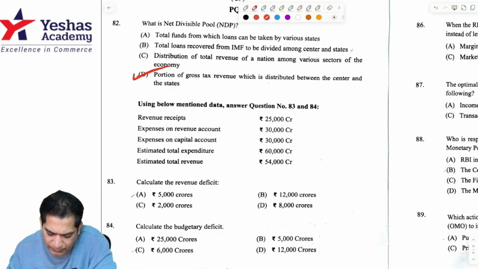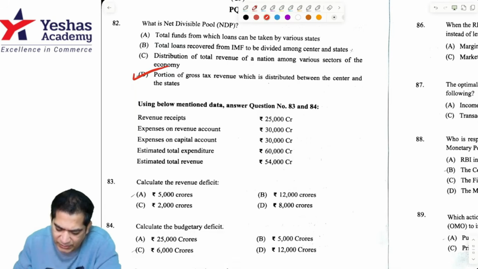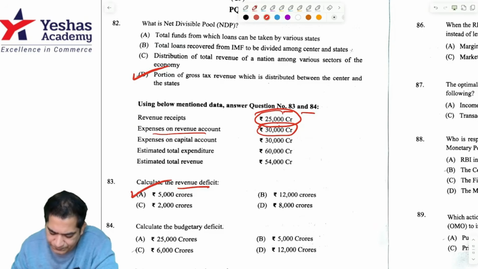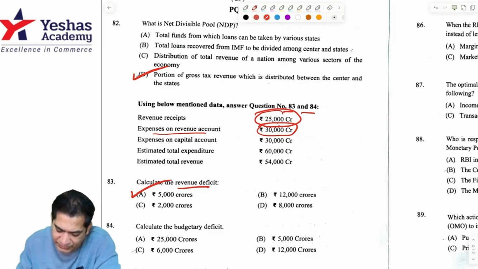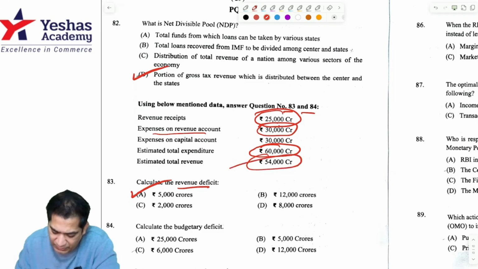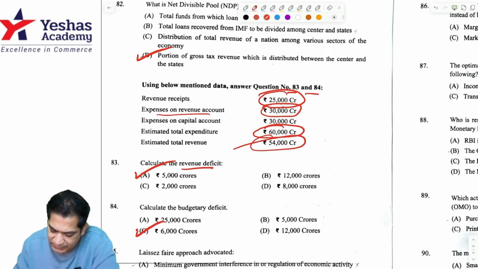Using the below mentioned data, answer questions 83 and 84. They've asked you to calculate revenue deficit. Very simple. Revenue receipt is 25,000 crore and expenses on revenue account is 30,000 crore. So that will be 5,000 crore. And calculate budgetary deficit. Budgetary deficit is total expenditure minus total estimated revenue, that will be 6,000 will be the answer here.